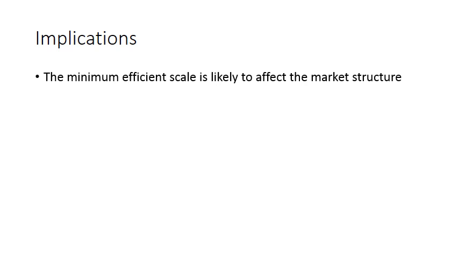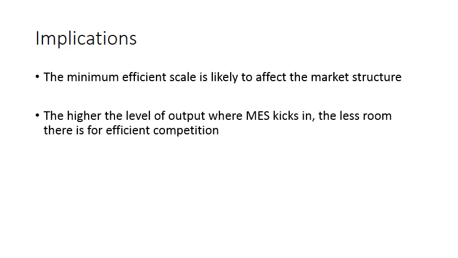Now, there are important implications of minimum efficient scale, in particular with regard to market structure. The reason for this is if you have a higher level of output that's required to reach that minimum efficient scale, then actually you won't get as much competition. Now, the reason for this is if you have a high level of minimum efficient scale, if that's quite high compared to the size of the market, then you won't be able to have that many firms that are producing at productive efficiency within that market.